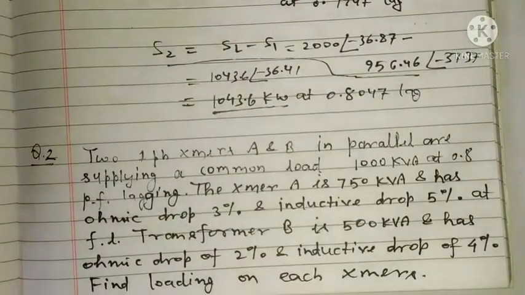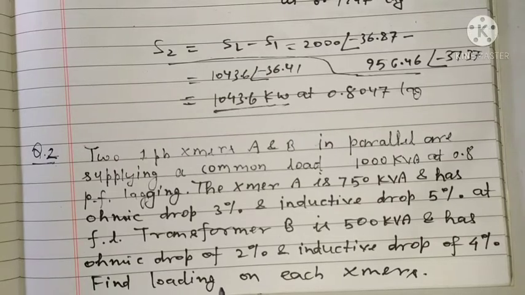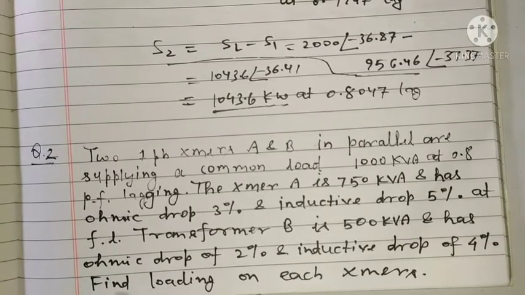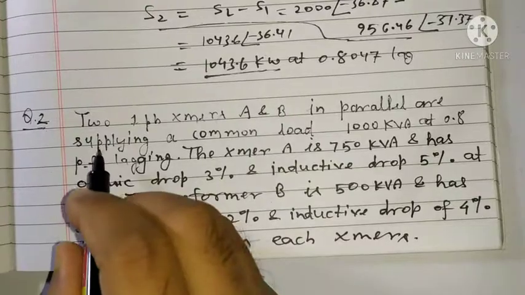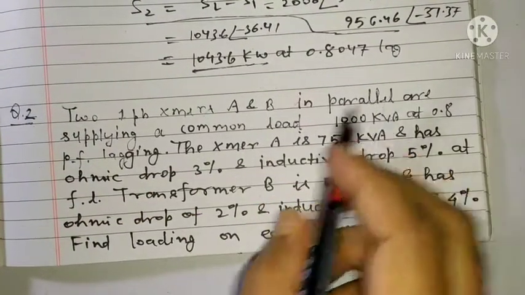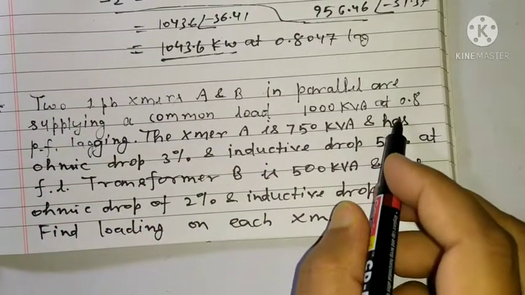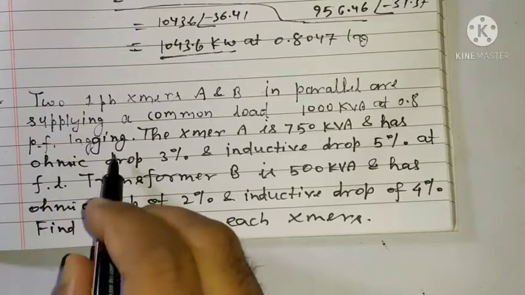Let us solve a few more numericals on parallel operation and on different connections of three-phase transformer. The numerical is: two single-phase transformers A and B in parallel are supplying a common load of 1000 kVA at 0.8 power factor lagging.